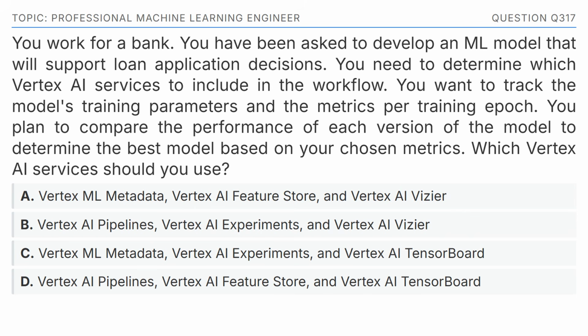The options are: Option A, Vertex ML Metadata, Vertex AI Feature Store, and Vertex AI Vizier. Option B, Vertex AI Pipelines, Vertex AI Experiments, and Vertex AI Vizier. Option C, Vertex ML Metadata, Vertex AI Experiments, and Vertex AI TensorBoard. Option D, Vertex AI Pipelines, Vertex AI Feature Store, and Vertex AI TensorBoard.